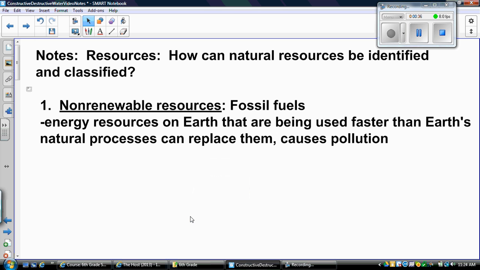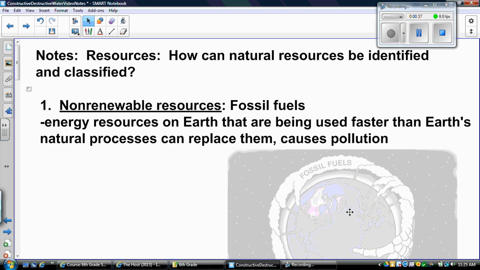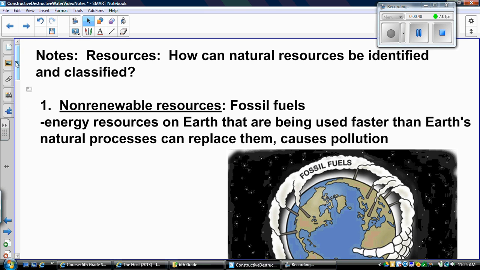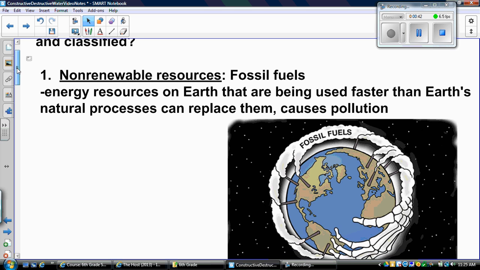Okay, so let's talk about non-renewable resources. Non-renewable resources are also known as fossil fuels. Okay, the reason why they're called fossil fuels is because they're the fuel that we get from fossils. Fossils are found in sedimentary rocks, and over time, plant fossils can be pressurized and turn into a liquid that is used as a fuel.